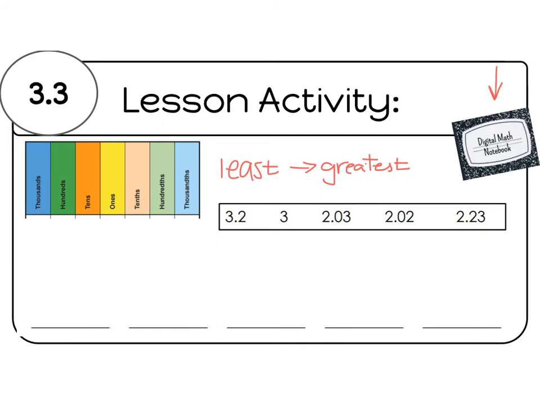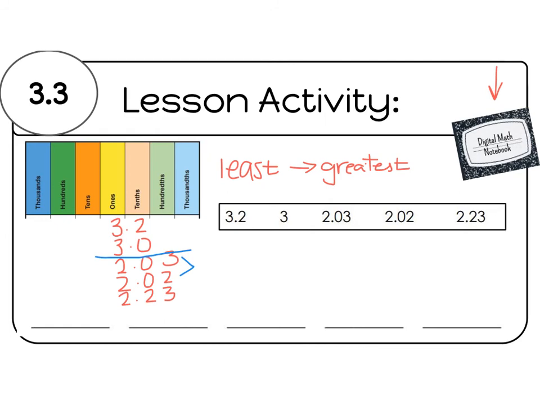So I have 3.2, 3, which we can write as 3.0, 2.03, 2.02, and 2.23. So let's figure out which one of these numbers is the smallest. The smallest number would have to be one of our 2s. So we have 2, 2, and 2, 0, 0, and 2. Okay, so it's got to be one of these two because 23 is greater than either of those zeros.